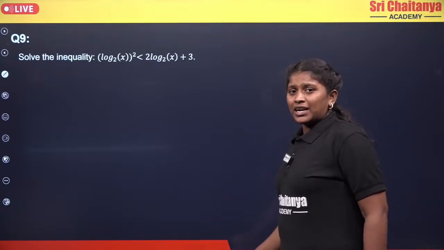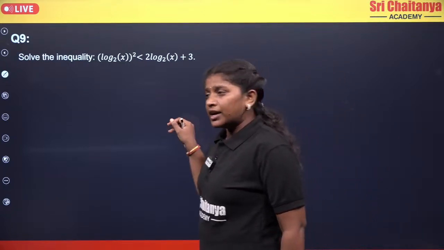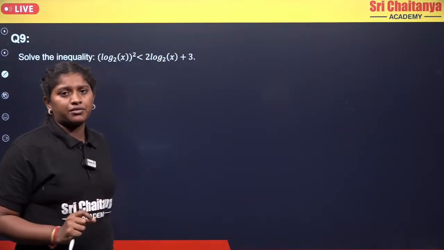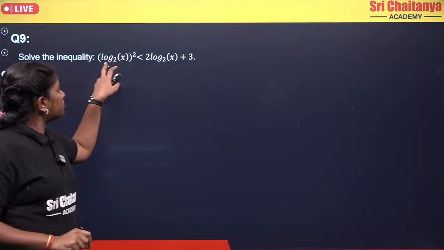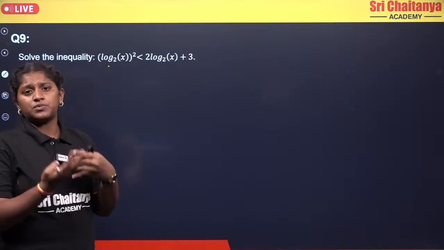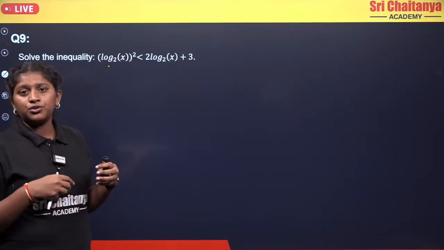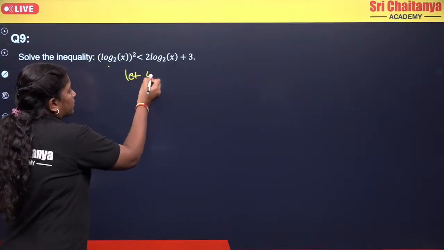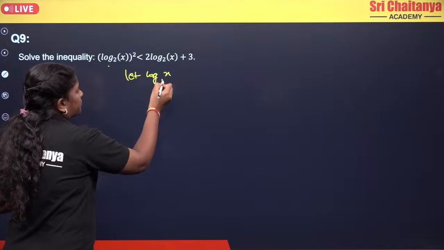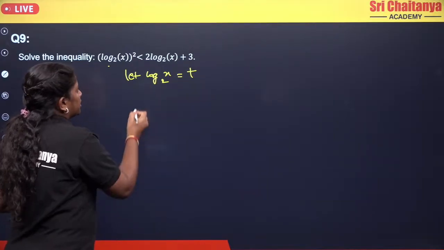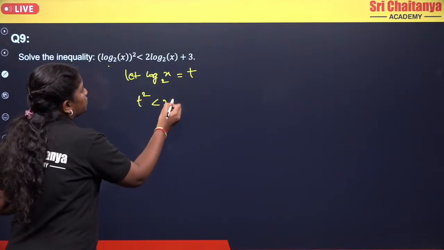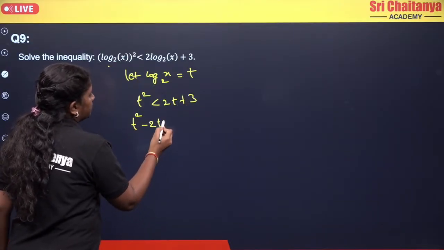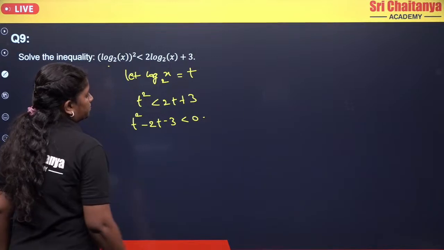So do you got any idea how can we simplify this? Because if you observe here clearly, whatever the log we are having, that same value we are having. So I can take my log of x to the base 2. So you can go for the substitution method, right? That will be easy for you to find the values. So now let log x to the base 2 equals t. So that becomes your t square less than 2t plus 3. So the equation will be t square minus 2t minus 3 less than 0.